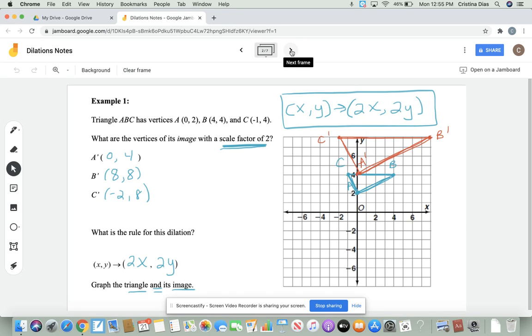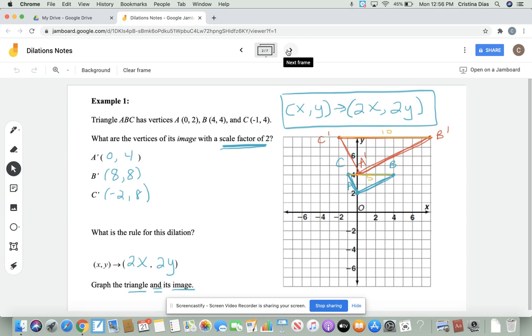And if we take a look at how much larger it is, if we were to, for example, compare the base of the triangle, triangle ABC, if we look at, I'll choose another color. If we look at this length, so 1, 2, 3, 4, 5 units long. And then if we look at the length of the image, we see it's 2, 4, 6, 8, 10 units long. So we notice that it is twice the length of the original. And again, that's because we are multiplying by a scale factor of 2.